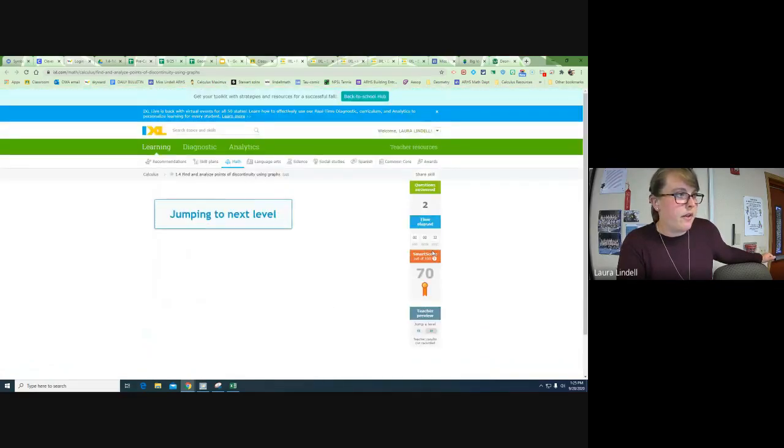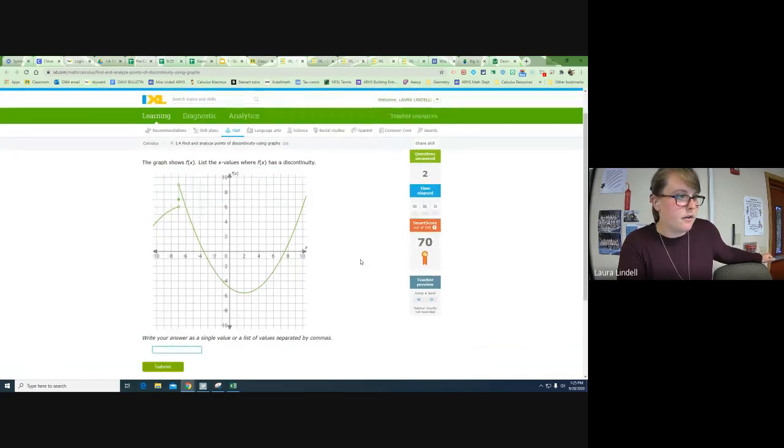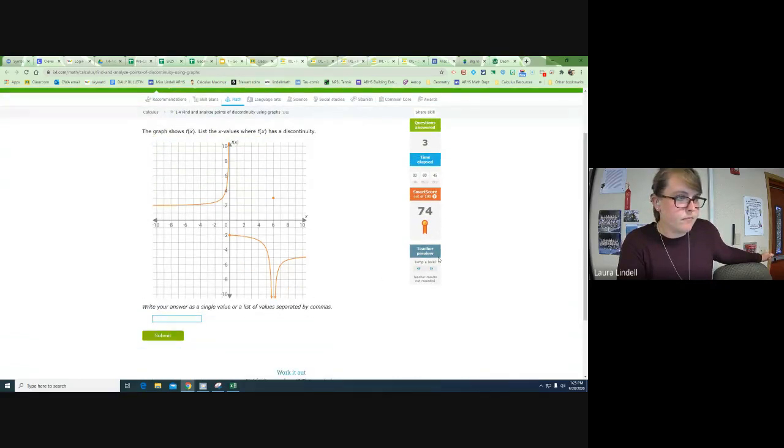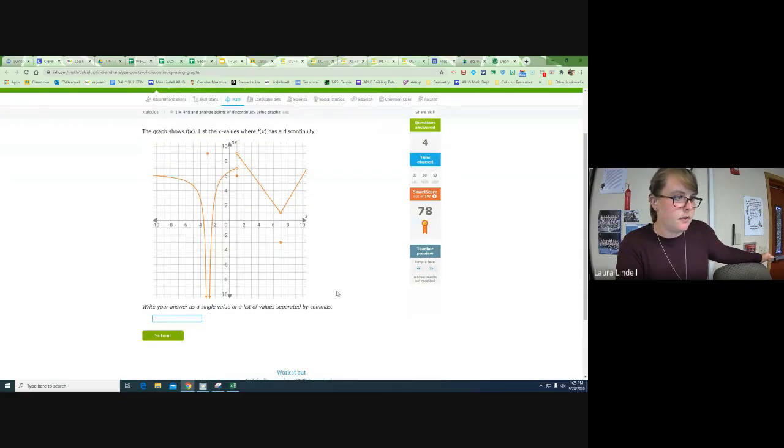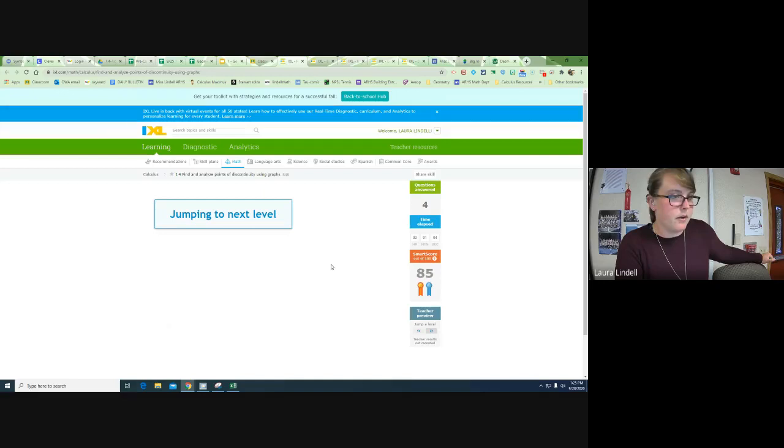Same kind of thing. Okay, this one's a little bit harder. At least it's got a discontinuity at 0 and at 6. Okay, where it has a discontinuity, jump a level again.